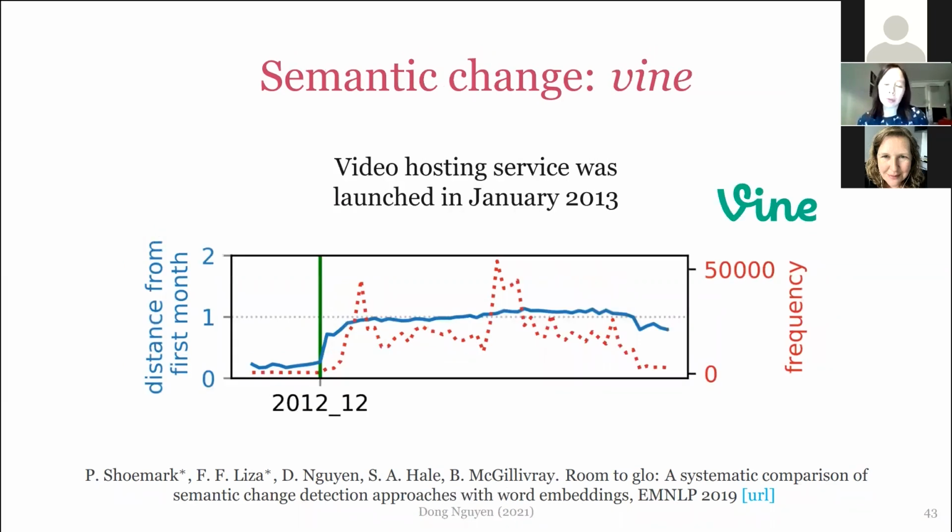Another example is the word Vine, which is also ranked highly by our system. And Vine was this video hosting service that was launched in January 2013. But of course, it's also used, for example, in the context of grapevine, right? But again, if we look at the system, then the biggest change was identified in December 2012, which also matches quite closely when the video hosting service was actually launched.